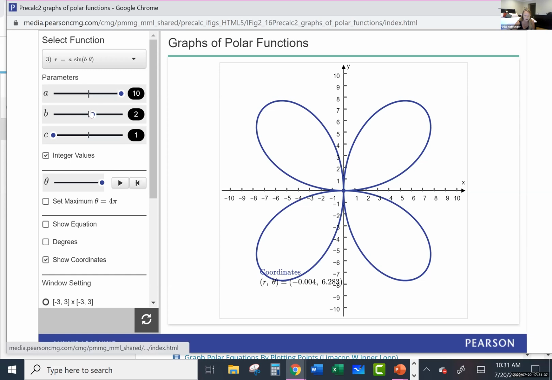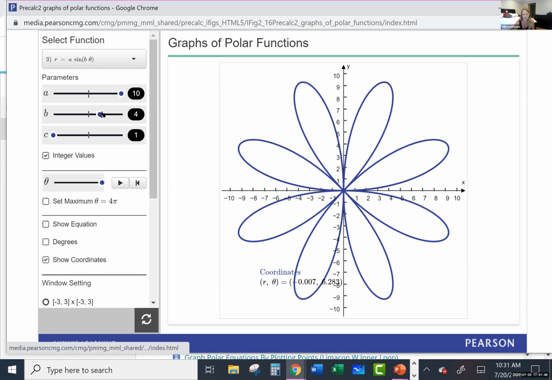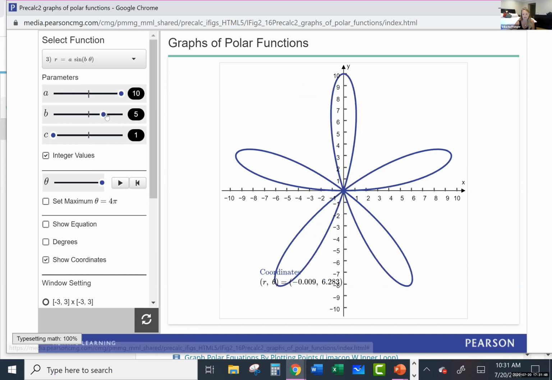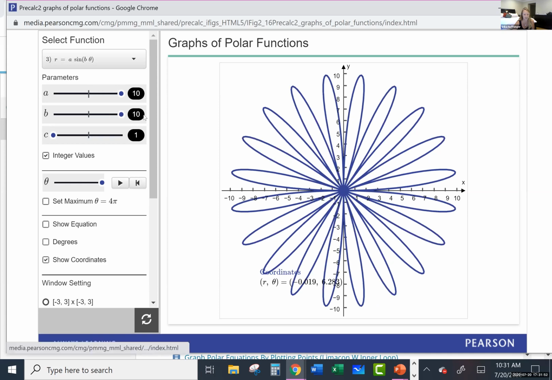Okay. So 3, that's an odd number, 3 petals. 4, I'm going to have 8 petals. 5, so you get these kind of cool daisy shapes, what I think of them looking like. Okay.